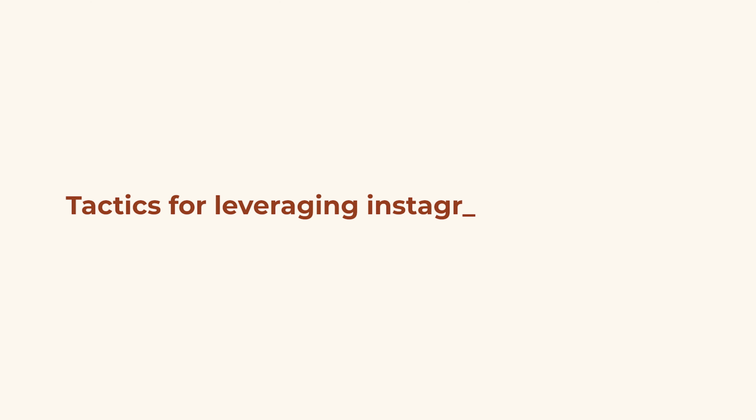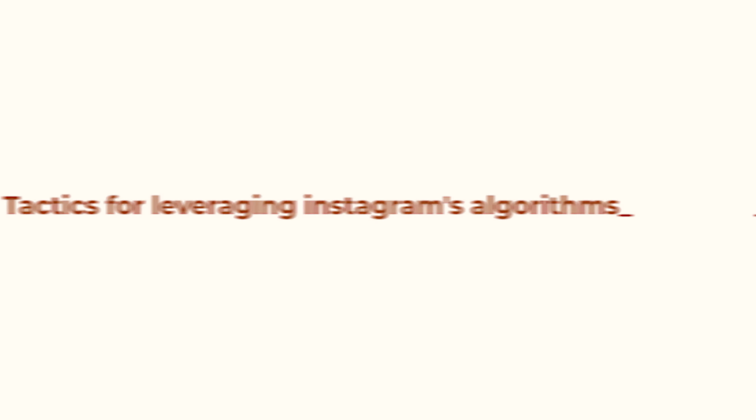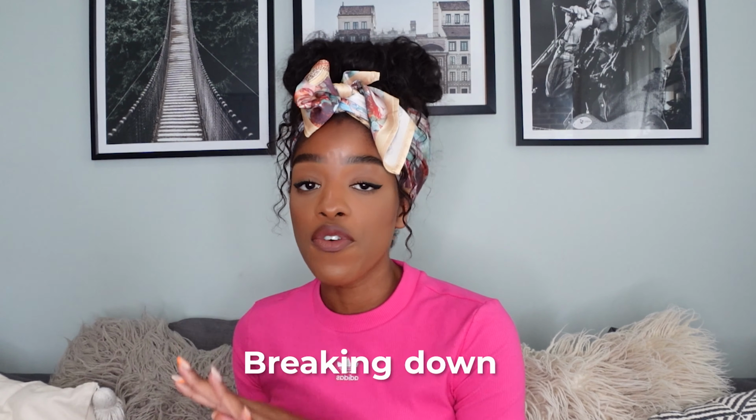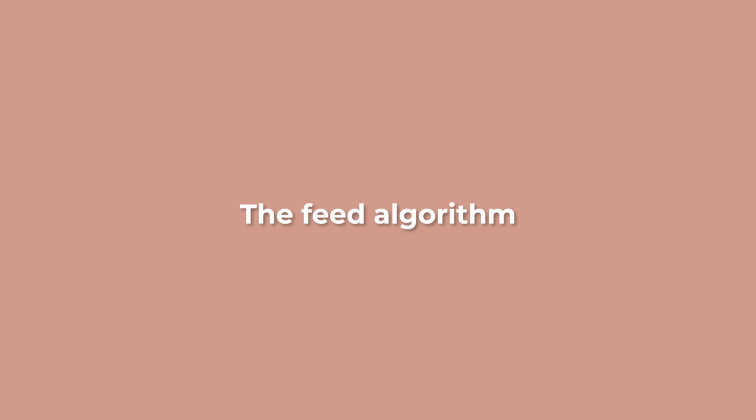In this one, I'm going to be breaking down my top tactics for leveraging Instagram's algorithms. As you already know, Instagram has multiple algorithms. They've got algorithms which power their feed, their stories, their reels, their explore page. They're all different and the algorithms work in different ways. So I'm going to structure this video by breaking down the 4 core algorithms and giving you specific tactics for how you can leverage those 4 algorithms, okay? So let's start off with the first primary algorithm, which is the feed algorithm.